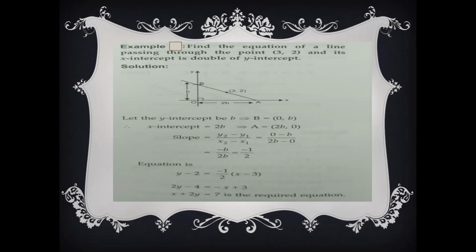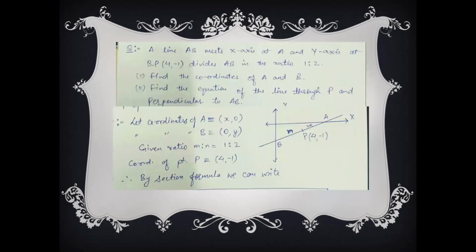So the slope will be (y2 minus y1) upon (x2 minus x1), so it will be (0 minus b) upon (2b minus 0). So the slope comes out to be minus 1 by 2. We got the slope, minus 1 by 2. We know the point, so we can substitute and get the final answer, which is x plus 2y equal to 7, the required equation. Here you can also keep y on one side, or x and y on the same side. Both ways we can write the final equation. There is no fixed format for it.